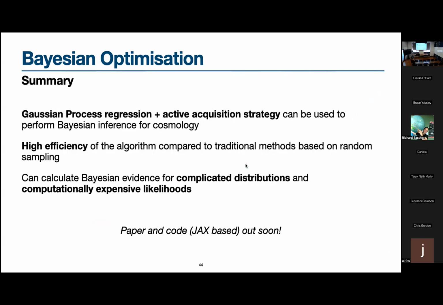Right, so to summarize this part, what I wanted to show is that Bayesian optimization, which is based on Gaussian process regression plus an active learning acquisition strategy, can be used to perform Bayesian inference for cosmology. The algorithm has high efficiency in the sense that it requires far fewer likelihood evaluations compared to traditional methods based on random sampling. And with this method, you can calculate Bayesian evidence for complicated distributions and computationally expensive likelihoods in very few samples.